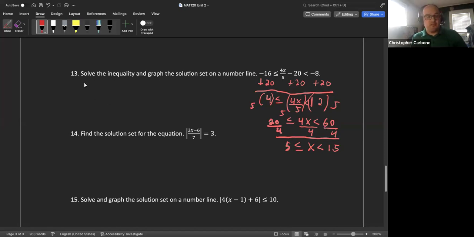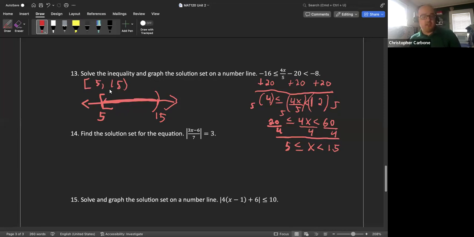So for this one, we have bracket 5, comma 15, parenthesis as the interval notation, and the graph is definitely not to scale. This is going to be a bracket around the 5, a parenthesis around the 15, and we shade between the two of them.